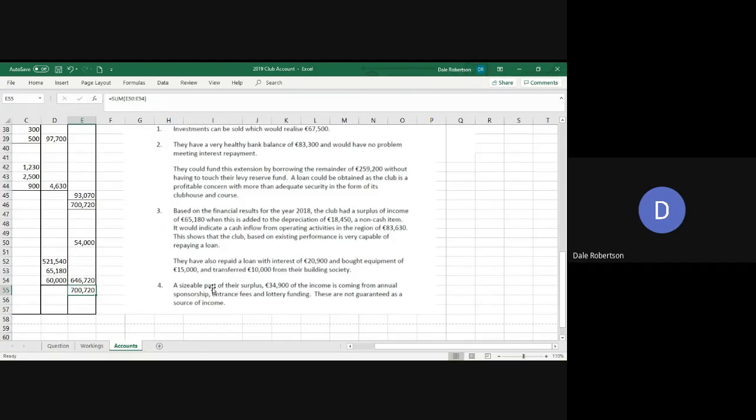However, as a note of caution, a sizable part of their surplus, 34,900, does come from sponsorship and entrance fees and a lottery grant. And of course, these are not guaranteed sources of income into the future. So therefore, that's something that you need to be cautious about. You need to have a general 4 or 5 decent points for those 10 marks in order to get those.